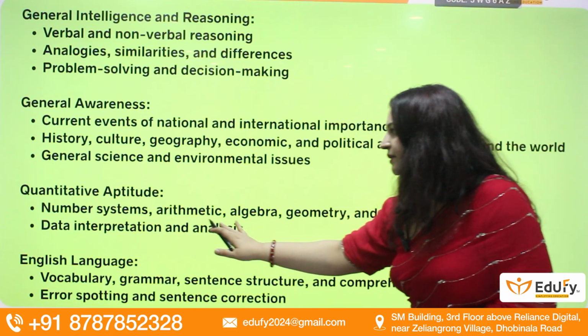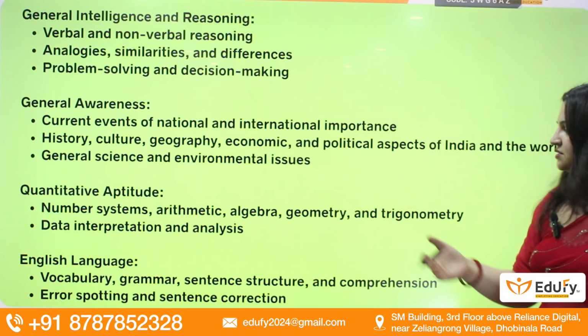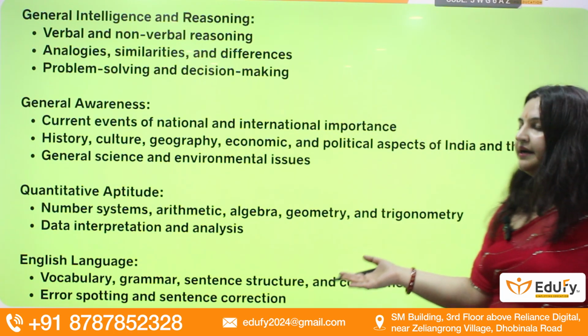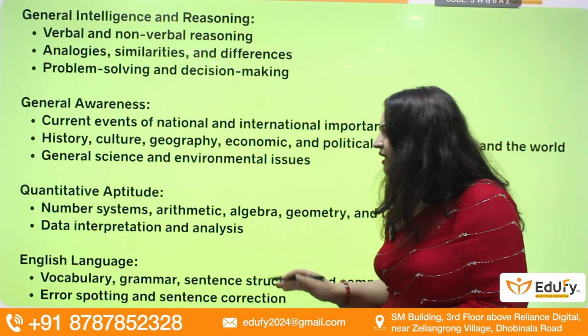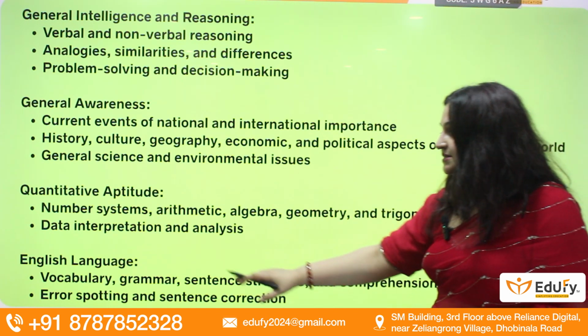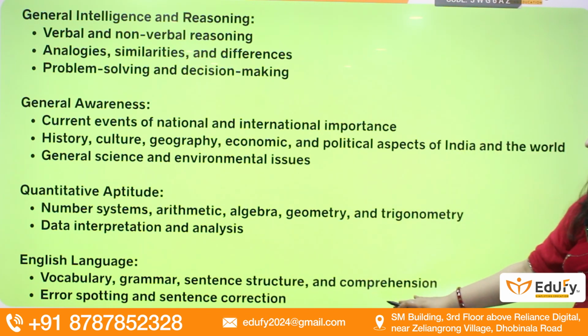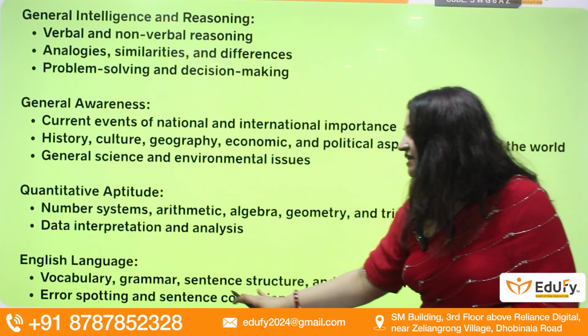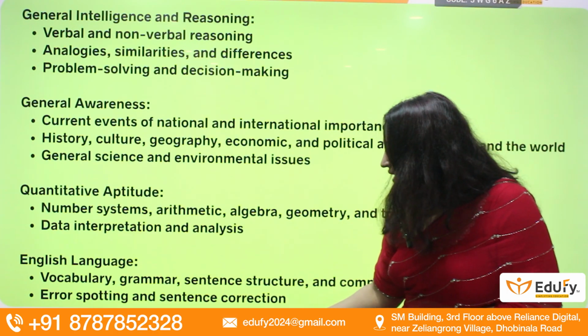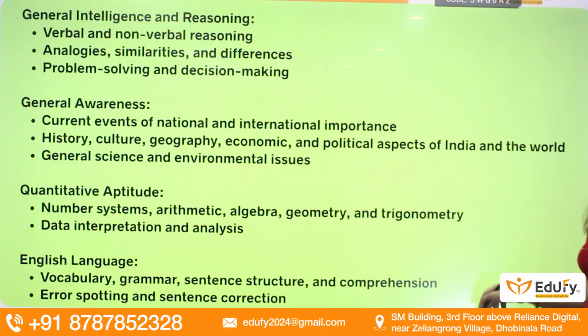Next is quant and aptitude. Quant includes number system, arithmetic, geometry, trigonometry, data interpretation and analysis. Again, not a very tough topic. Next is English vocab. For example, one word, comprehension, sentence formation, error spotting, and sentence correction. So that is the tier 1.